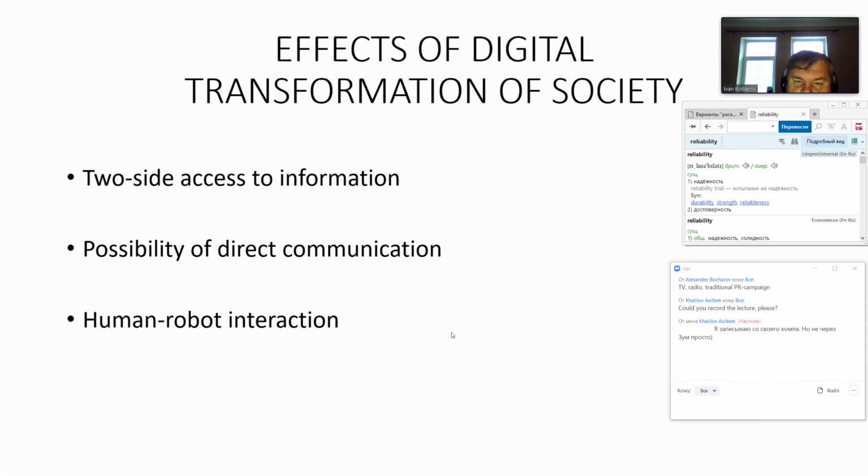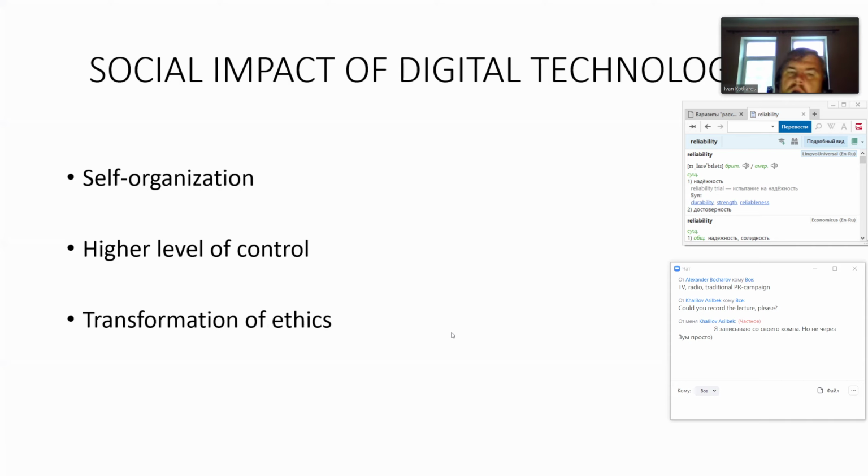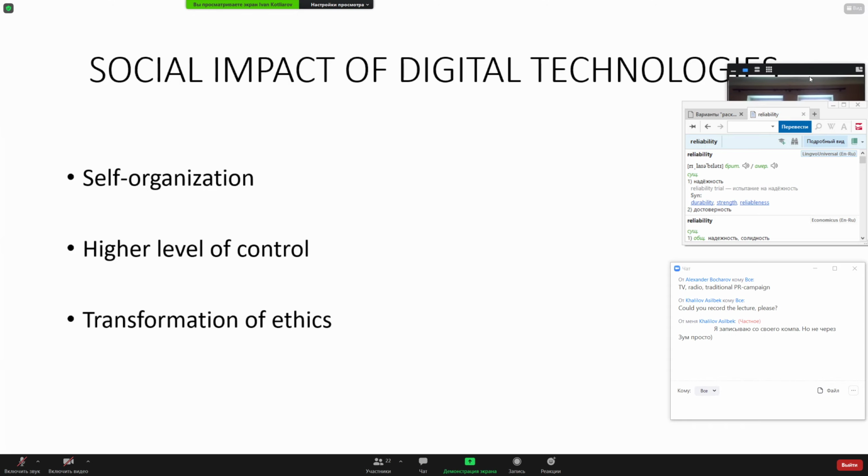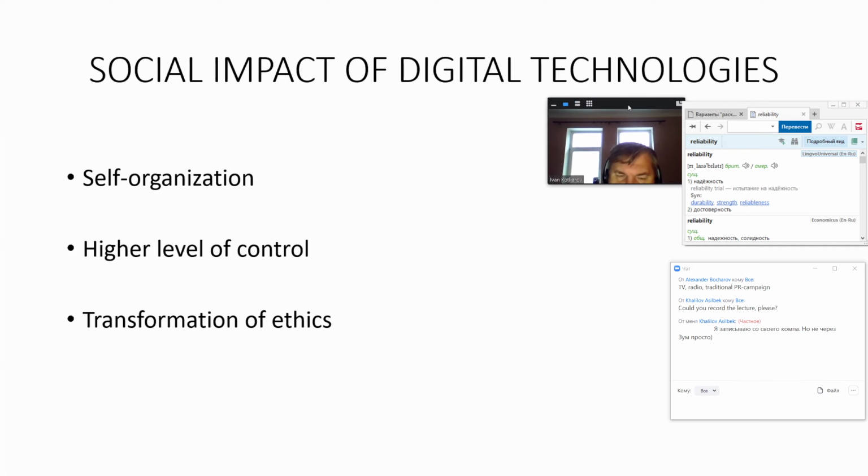Okay, so let's continue. Sorry, just a moment. What is the social impact of digital technologies, guys? There are a lot of different effects that digital technologies produce for our society. I mentioned just three. Probably they are the most important ones, but if you wish, you can find additional examples if you look through the internet. The first example is self-organization.